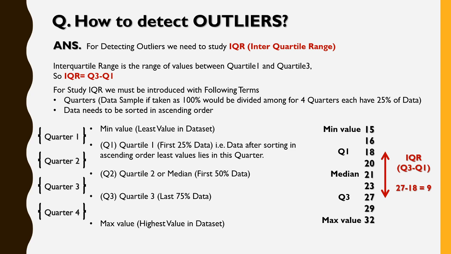So you can see that the values are moving from 18 to 27, so the variation is of 9 values only. That is called the interquartile range.